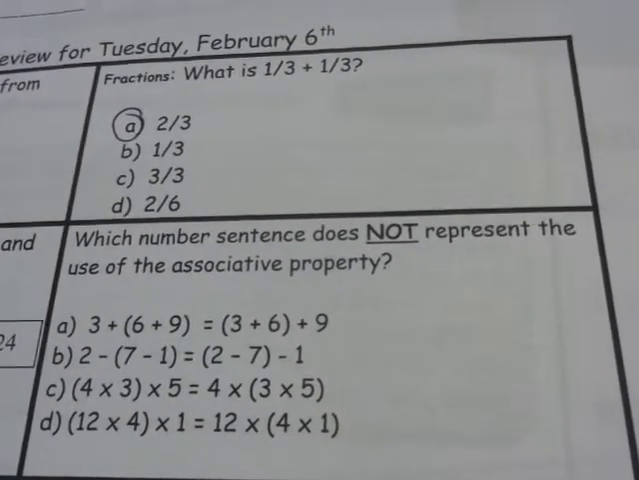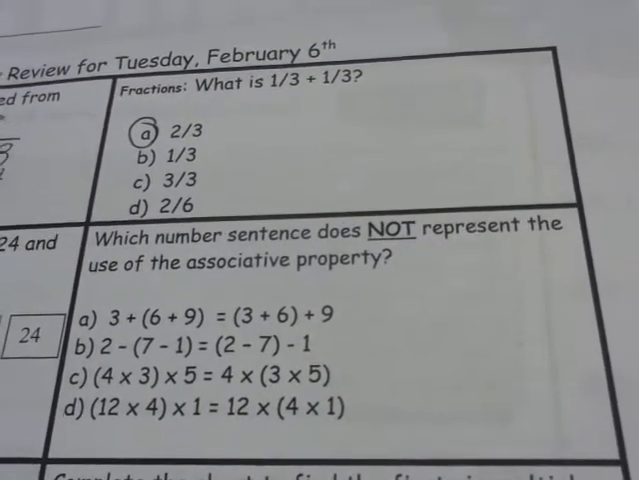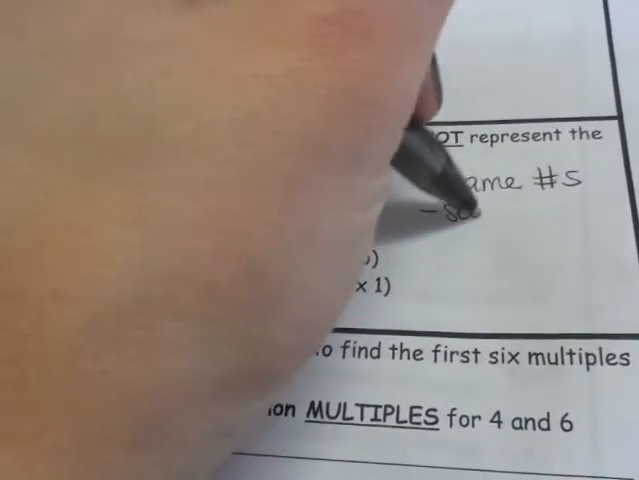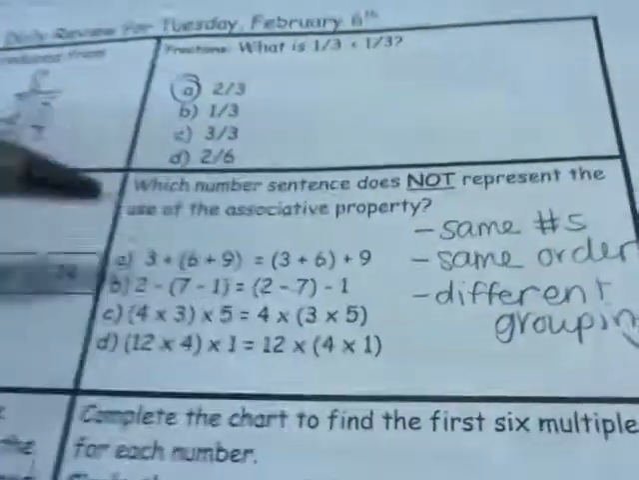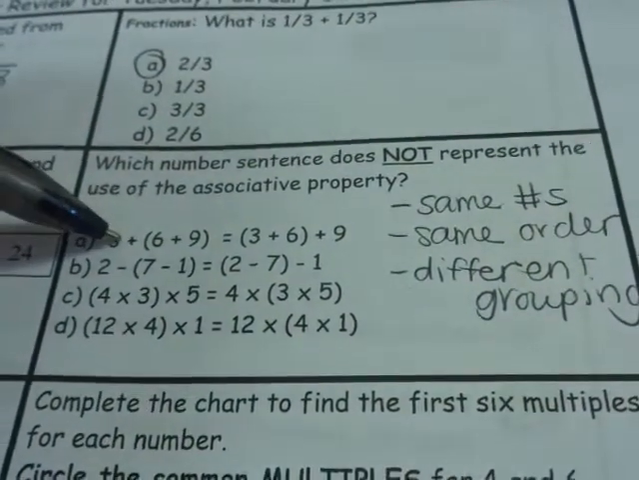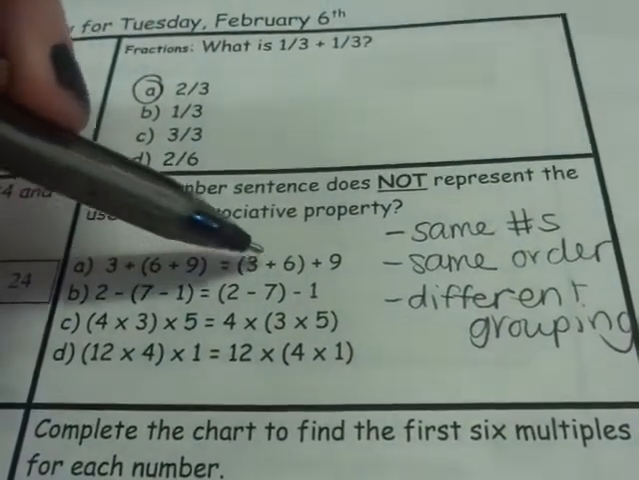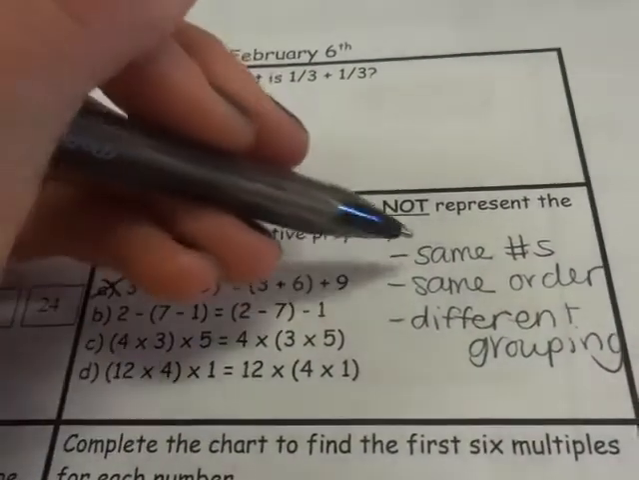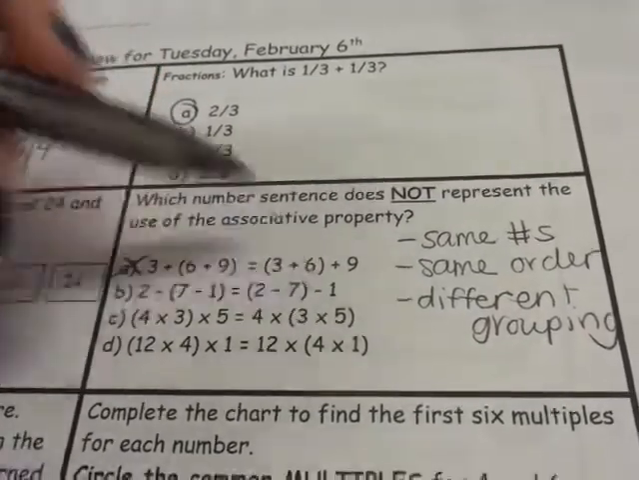Which number sentence does not represent the use of the associative property? So you have to remember the 3 rules for the associative property. Same numbers, same order, different grouping. So we can apply this rule to see if it works. So let's check. A, 3 plus 6 plus 9 equals 3 plus 6 plus 9. That shows the associative property. They have the same numbers, they have the same order, and they are grouped differently.